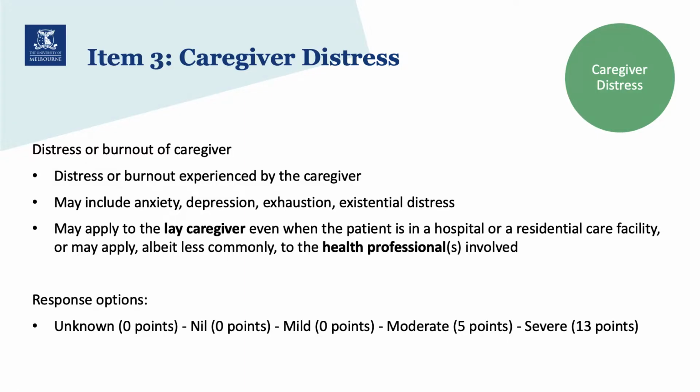So how you might determine mild, moderate, severe might be very similar to the previous item of the patient's psychological distress. But in addition, we would say for mild, there would be very, very minimal or no impact on their ability to support the patient. For moderate, there would be a minimal impact on their ability to support the patient. And for severe, there'd be a significant impact on their ability to support the patient and/or they'd be expressing severe distress.